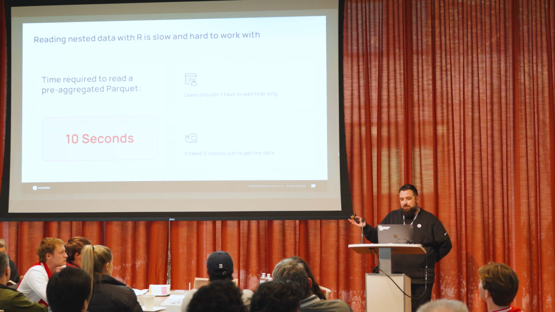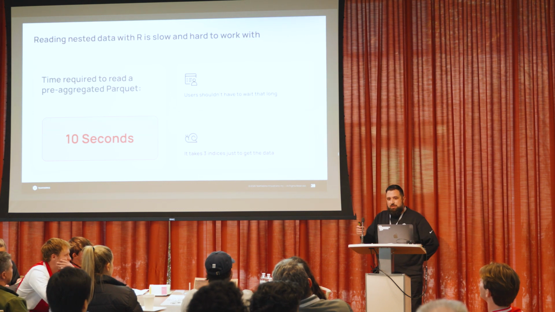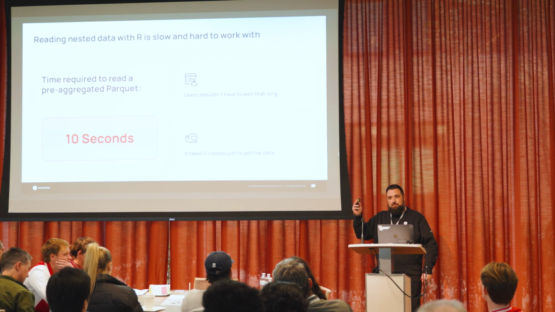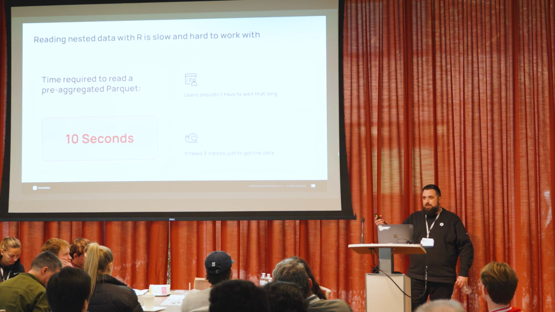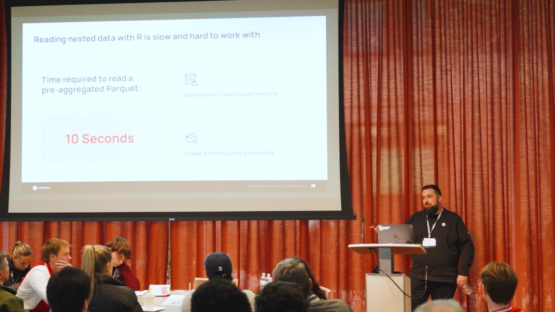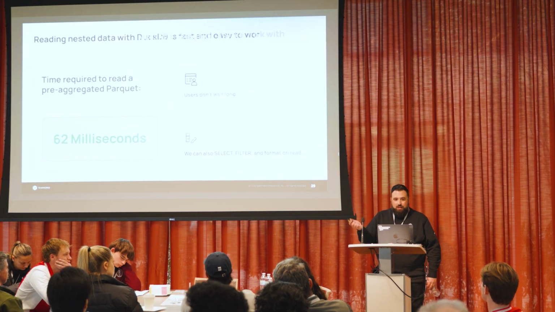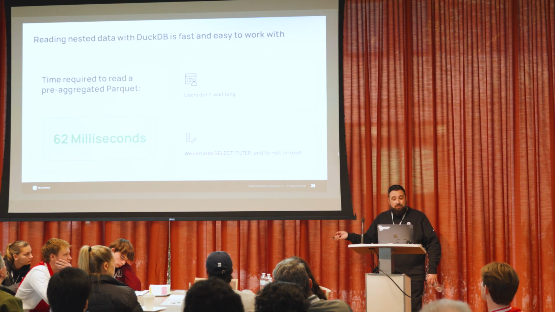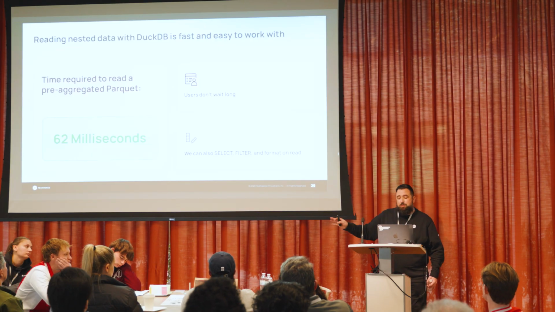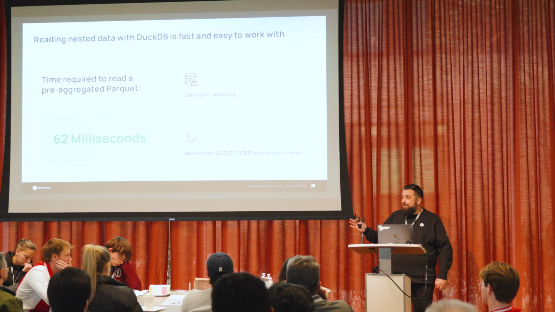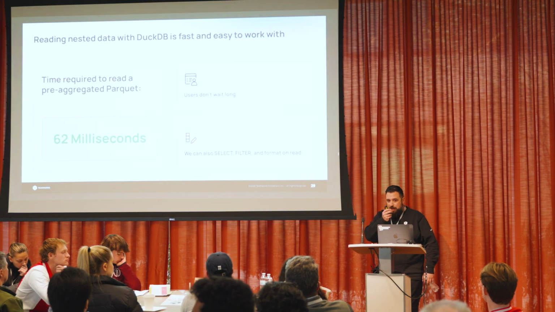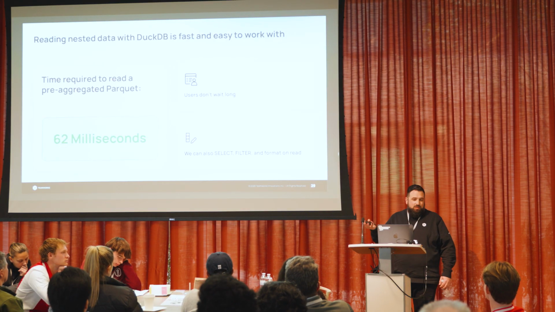It's really hard to work with too, because if you want to get at one of those nested tables, you have to index into the row and then the column, and then just because of how R works, you have to index into the list, and that's just to get to the data, and then you have to process it. As you might have guessed, DuckDB can do that a lot faster. It can read one of those pre-aggregated files in about 60 milliseconds, which is 160 times faster. And it's quick enough that users aren't really going to notice it.